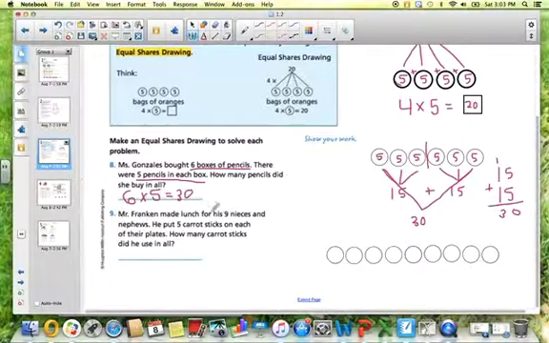Okay, so number 9. Mr. Franken made lunch for his 9 nieces and nephews. He put 5 carrot sticks on each of their plates. How many carrot sticks did he use in all? Okay, so again, Miss Vervynck cheated by drawing out her circles.